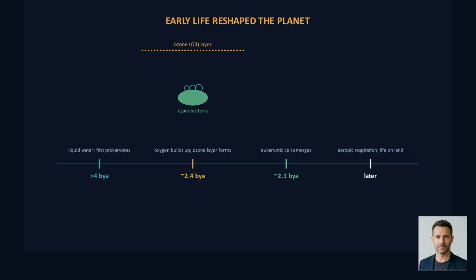Early photosynthetic cyanobacteria converted carbon dioxide into glucose and released oxygen as a byproduct. As that oxygen built up, around 2.4 billion years ago, ultraviolet light split some of it into reactive radicals that combined into a protective ozone layer. This single shift was transformative. It made aerobic respiration possible and shielded the surface enough for life to eventually colonize the land.